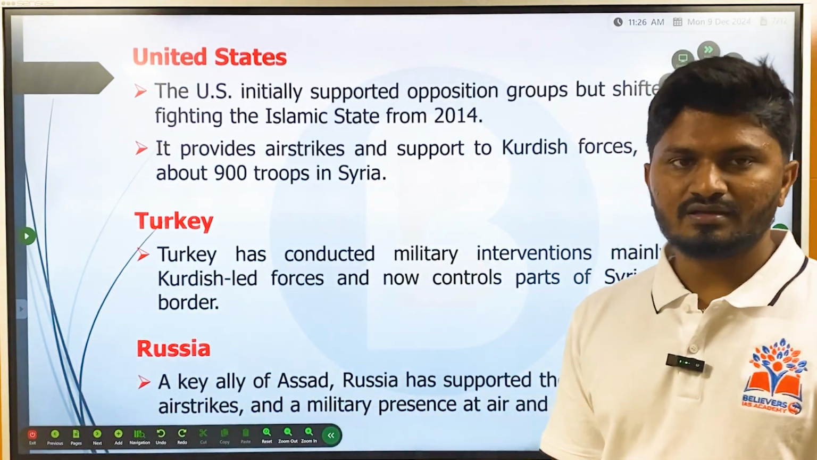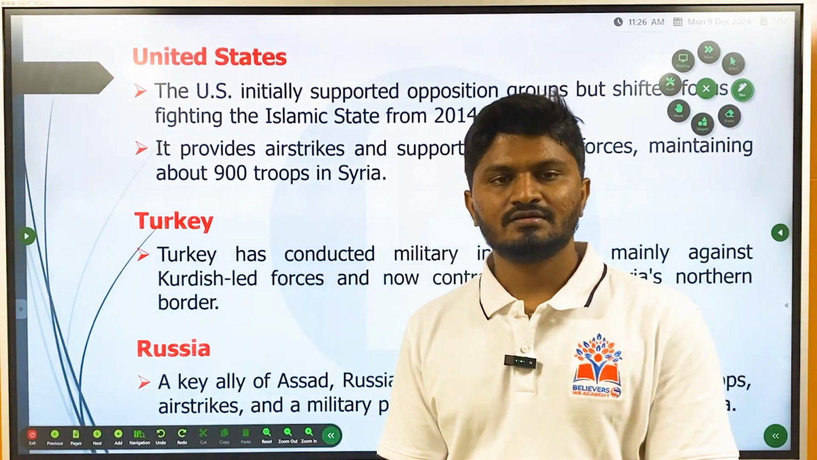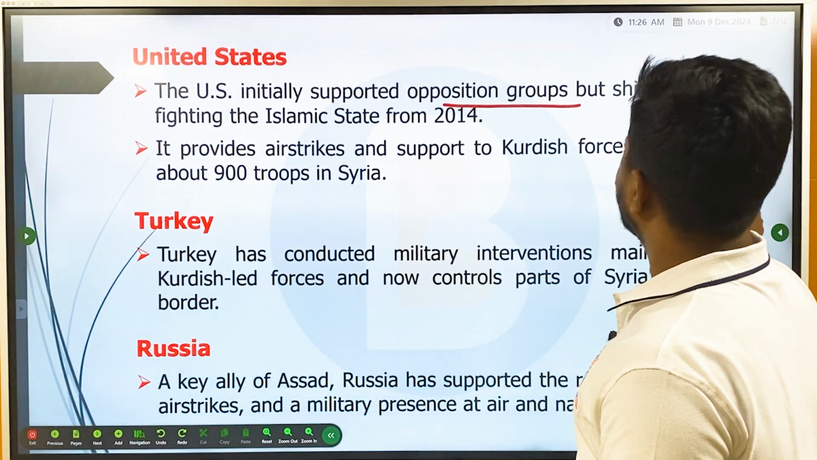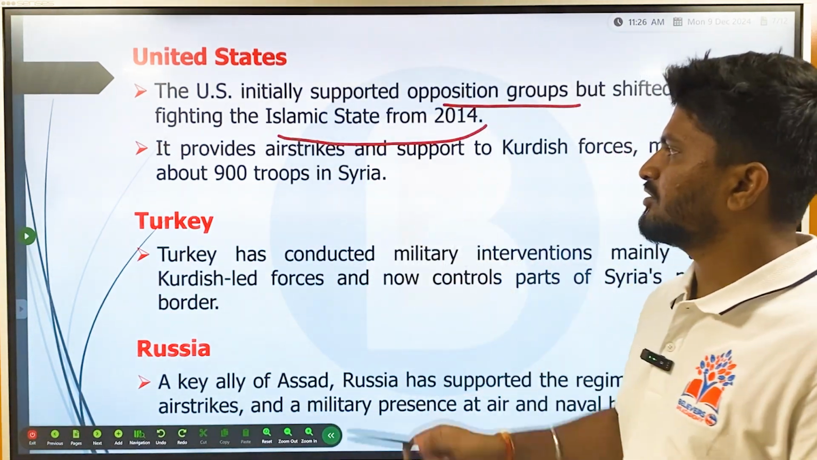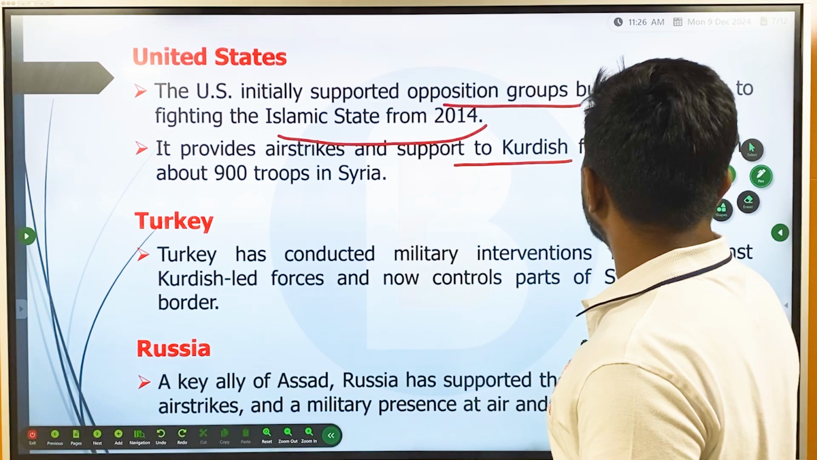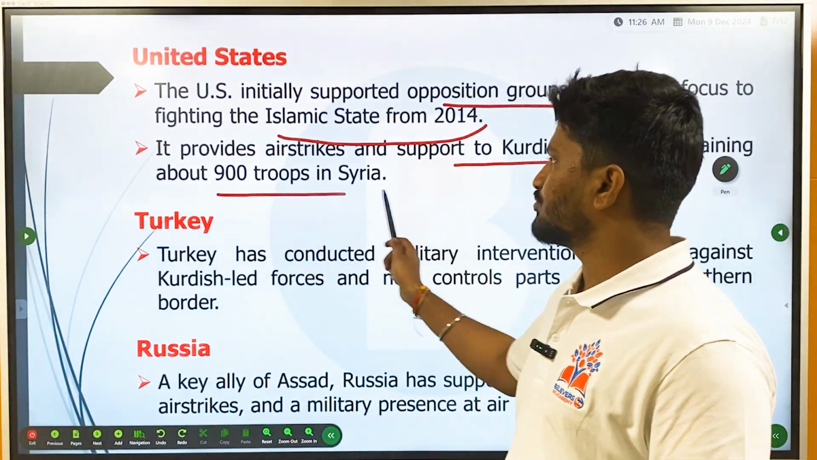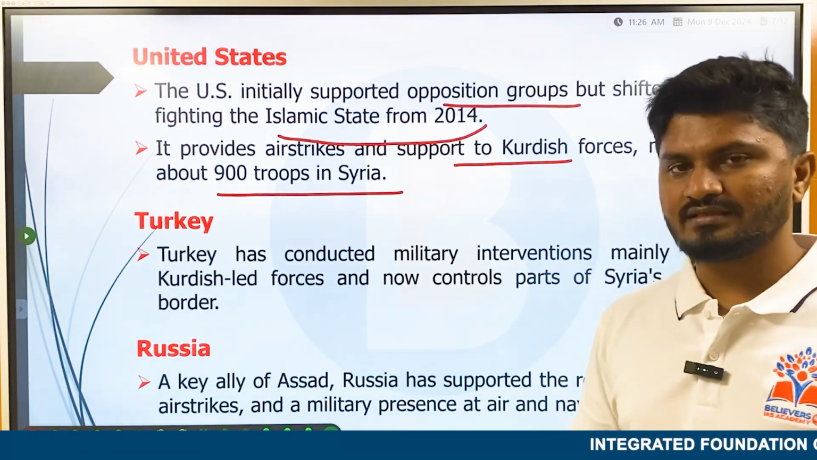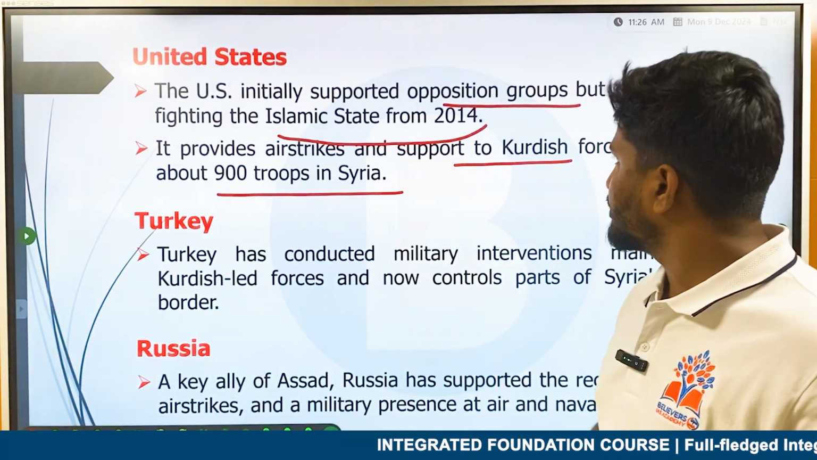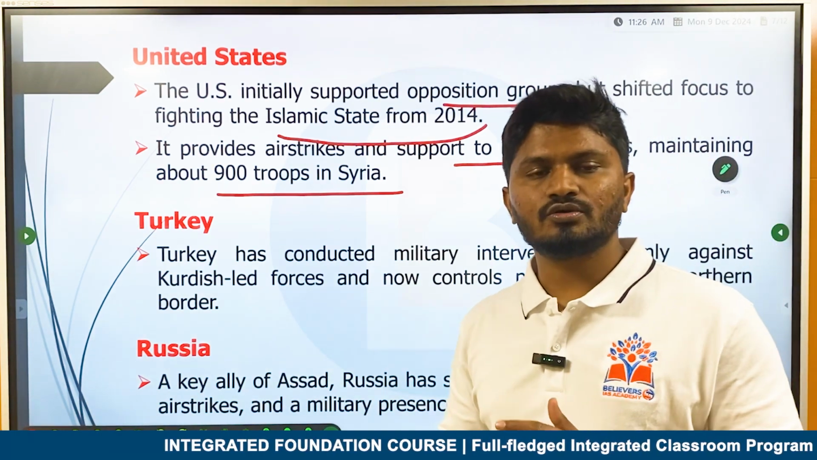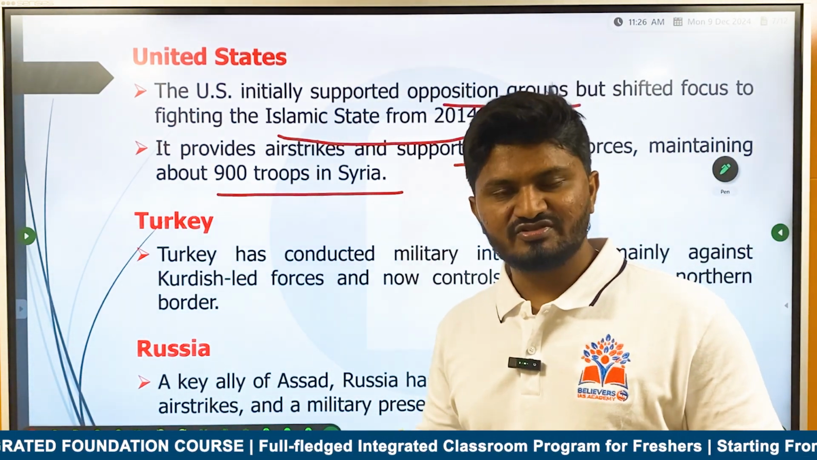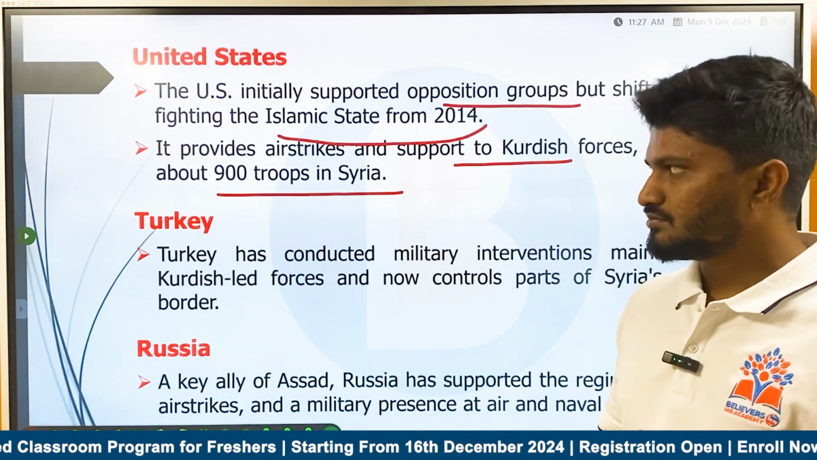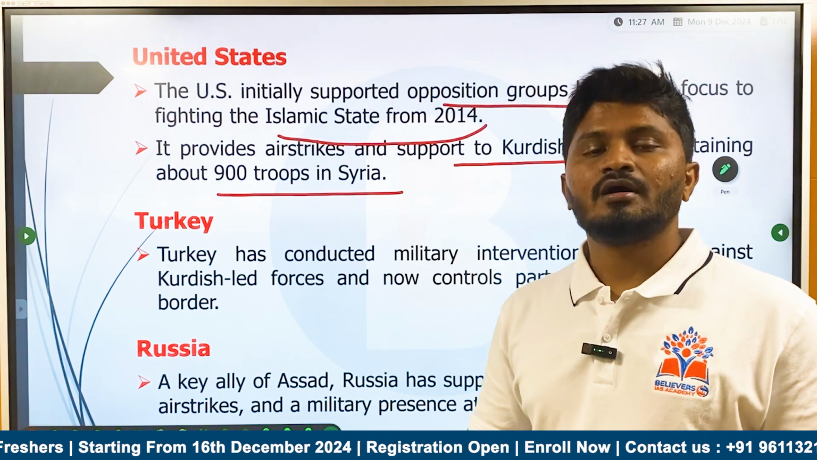Then there is the United States. Again, anywhere any conflict is happening in the world, this player is present there. So the US initially supported the opposition groups, but shifted focus to fighting the Islamic State from 2014. It provides air strikes and supports the Kurdish forces, maintaining about 900 troops in Syria. Initially their fight was against the opposition groups, but then it shifted its complete focus to the Islamic State. Because of their effort, along with the Kurdish forces, they were able to put a full stop to ISIS with the death of Abu Bakr.